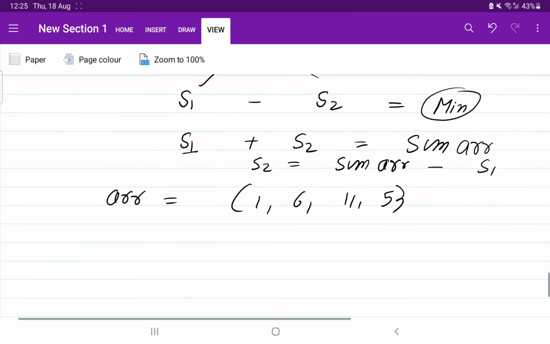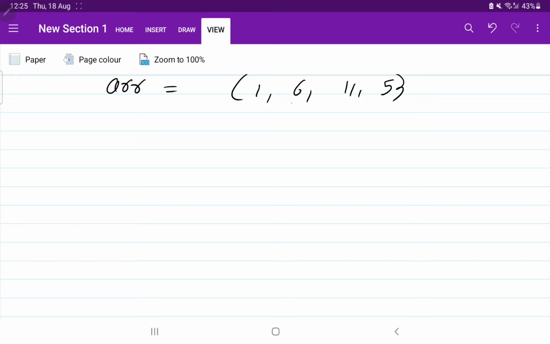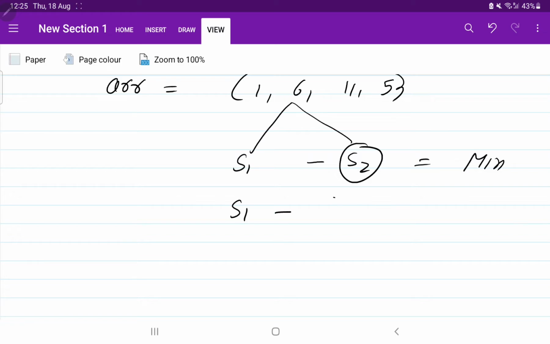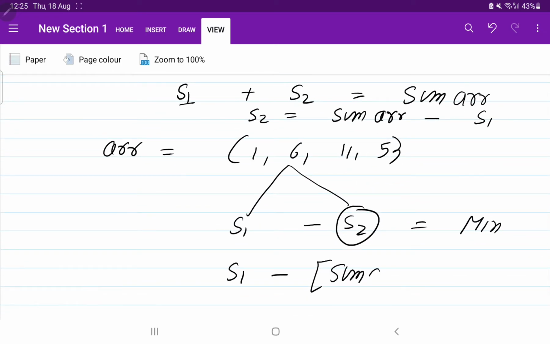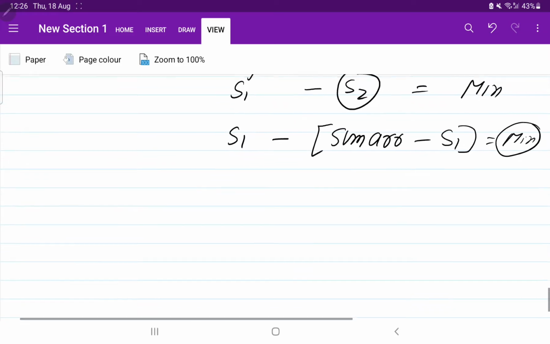Okay, so now what will be our question? We need to divide this array into two subsets such that the difference of the sums is minimum. But we have got the value of S2. What is the value of S2? We have got the value of S2 as sum of array minus S1. We need to find this minimum, right?